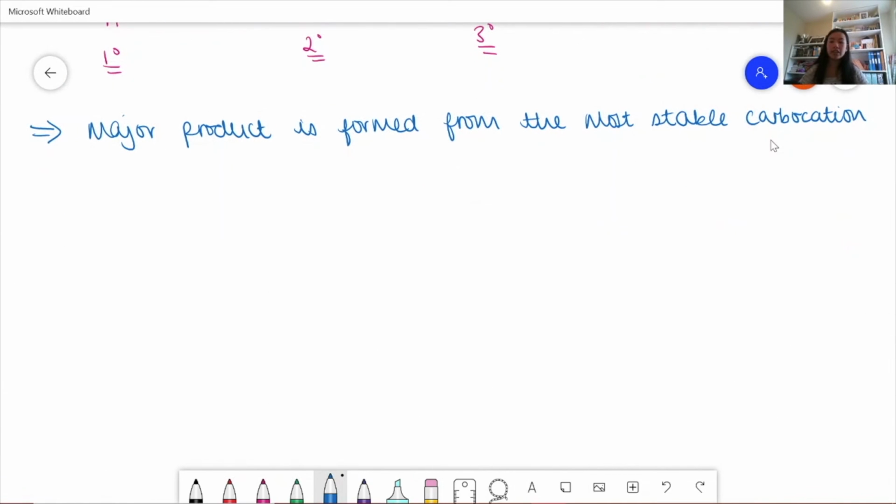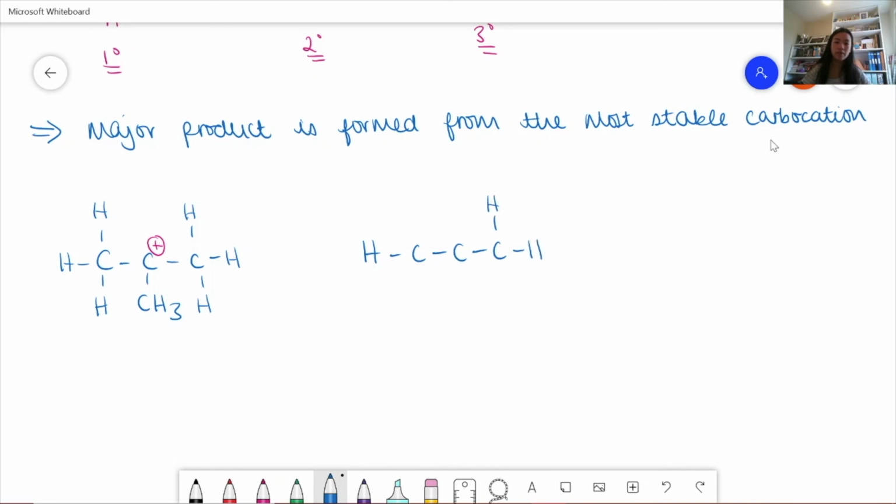we had a carbocation that looked like this. We had the methyl group, and then we had a positive charge on the carbon, and the other one we had was if we had the positive charge at the end, and this time the positive charge would be on the carbon at the end.